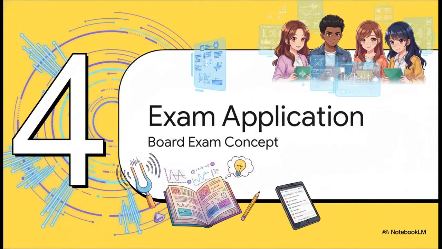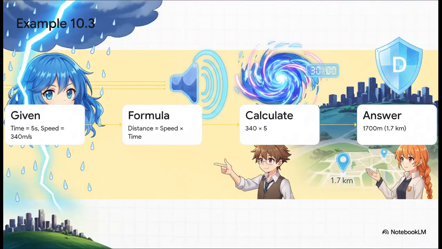Grab your notebooks because here is part 4, the exam application. I want to walk you through this because it's pretty much a guaranteed board exam concept. This is straight from NCERT Example 10.3, the classic lightning and thunder problem. The problem goes like this. During a thunderstorm, you see a flash of lightning and exactly 5 seconds later you hear the thunder. How far away did the lightning strike? Assume the speed of sound is 340 meters per second.